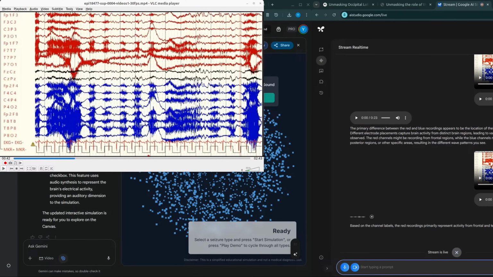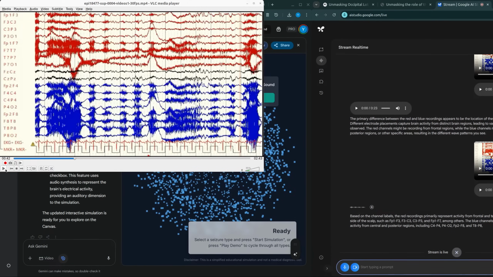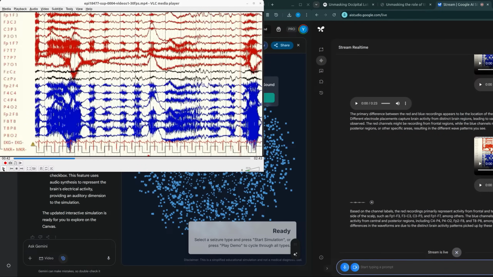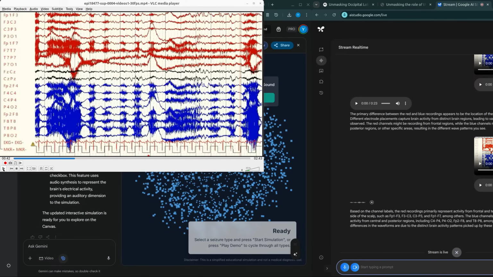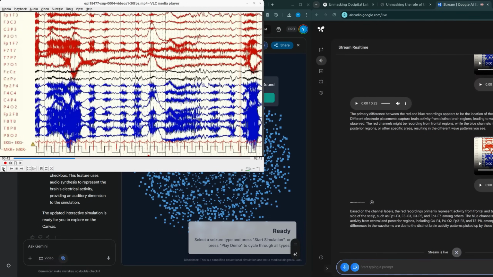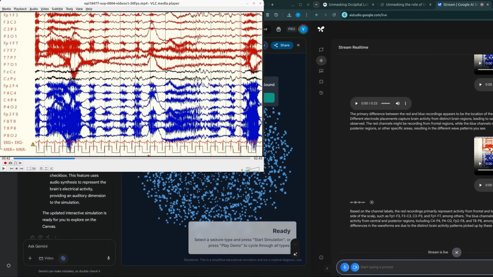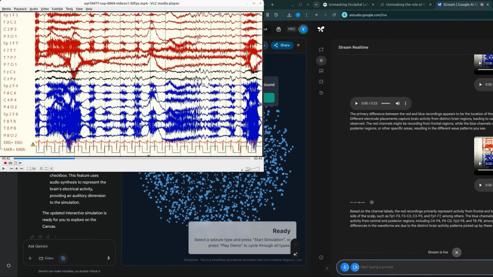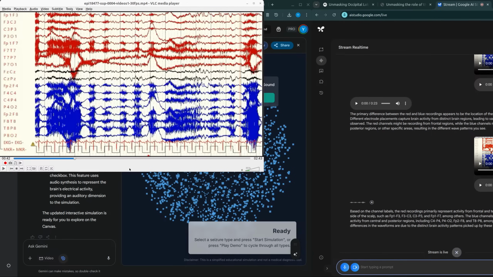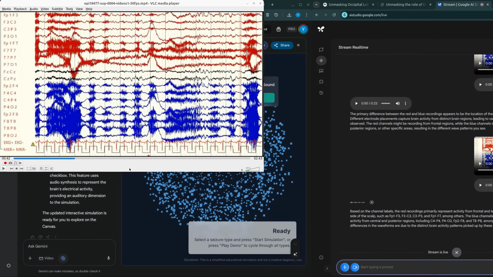Based on the channel labels, the red recordings primarily represent activity from frontal and temporal regions on the left side of the scalp, such as FP1 to F3, F3 to C3, C3 to P3, and FP1 to F7, among others. The blue channels, on the other hand, capture activity from central and posterior regions, including C4 to P4, FP2 to F8, and T8 to P8, among other locations. The differences in the waveforms are due to the distinct brain activity patterns picked up by these varied electrode positions.